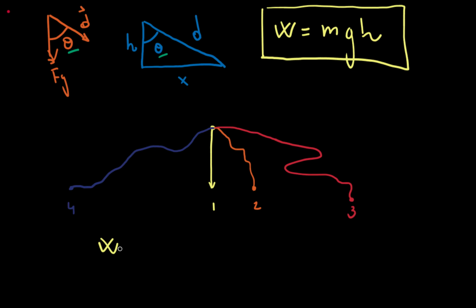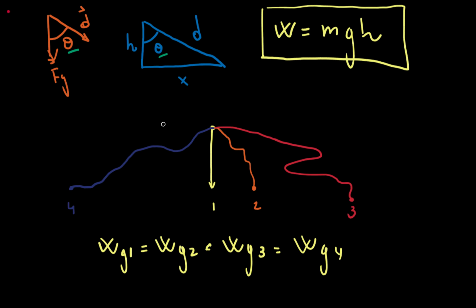If their masses are the same, then the work by gravity on object 1 equals the work by gravity on 2, equals the work of the force of gravity on 3, and the same with 4. It only depends on the difference in height of the initial and the final. So if they all drop the same height, then all their works are the same.